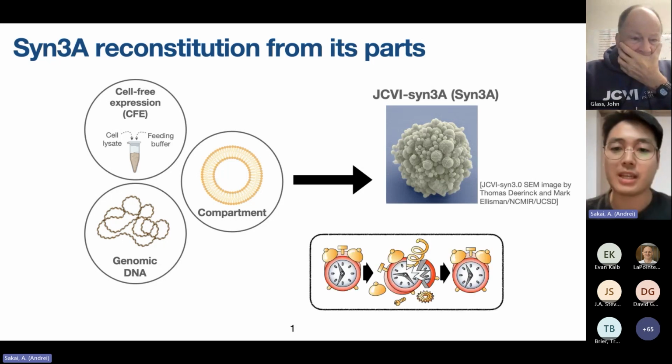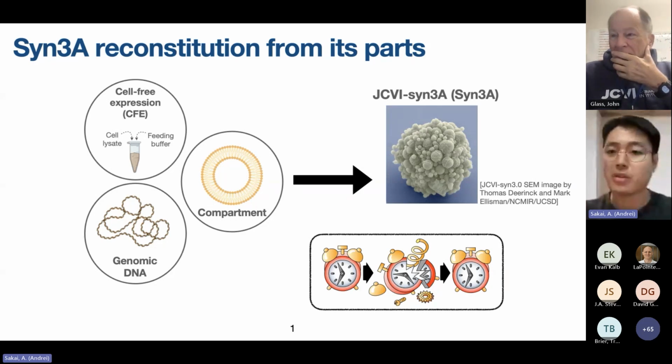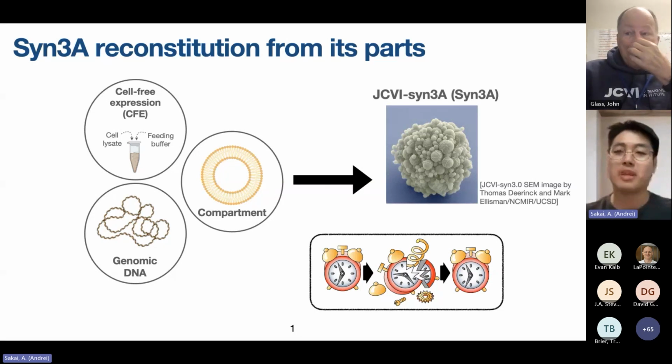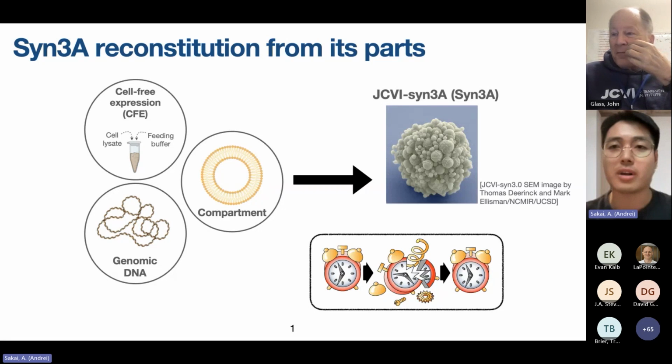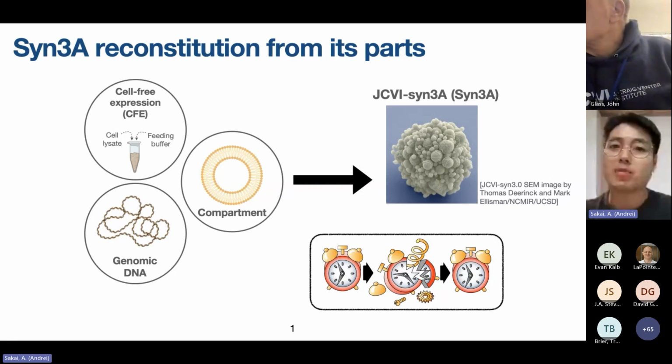Just to illustrate this idea, you can imagine that you have a clock, and then you disassemble the clock, or you just break this clock into smaller parts, and then you put them back together in an orderly fashion, so in the end you have a functional clock. So that's the idea that we would like to perform with the syn3A as a model to build this synthetic version of syn3A cell.